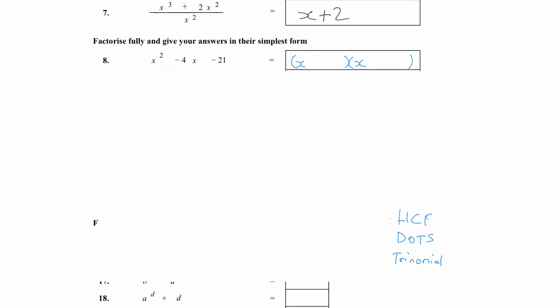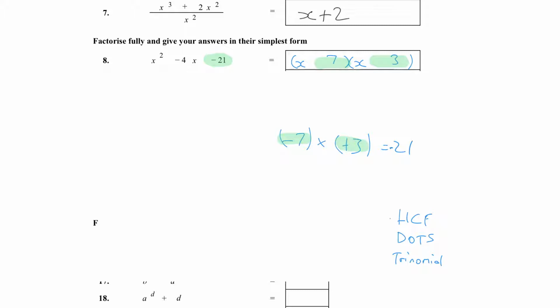The second term in each bracket, when you multiply it together, is going to give you minus 21. Now, there are going to be a few options here. I'm going to jump straight to the correct answer. 7 times 3 gives you 21. Now, we need it to equal minus 21. So it's either going to be minus 7 times positive 3, because that gives you minus 21.